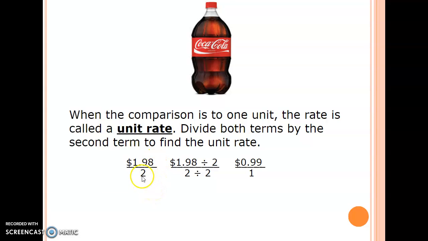So in order to get this 2 liters to 1 liter, we have to divide 2 by 2 to get that 1. And when we're talking about equivalent ratios, we have to divide both the denominator and the numerator by the same divisor. So if we divide our denominator by 2, we also have to divide the numerator by 2, which would give us $1.98 divided by 2, which is 99 cents. So now this gives us our price per unit. For every 1 liter of soda, we're spending 99 cents.